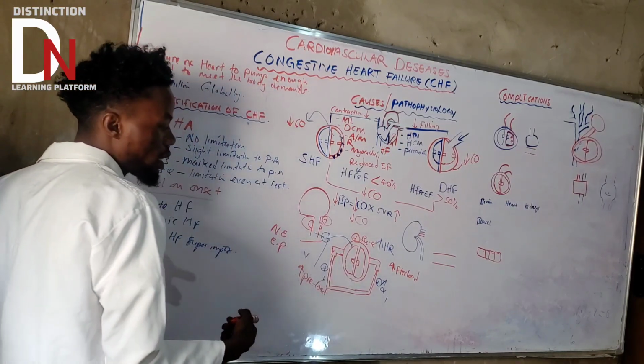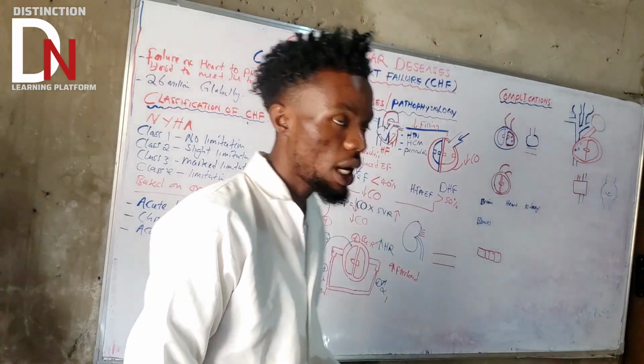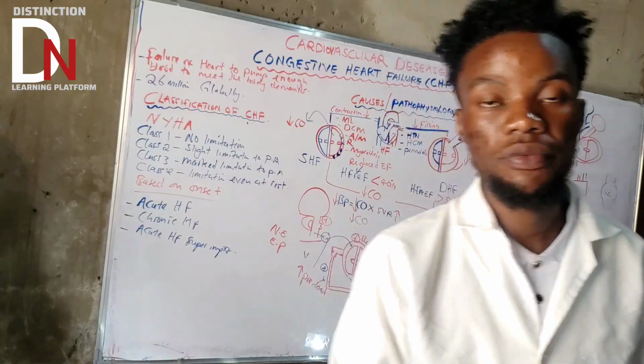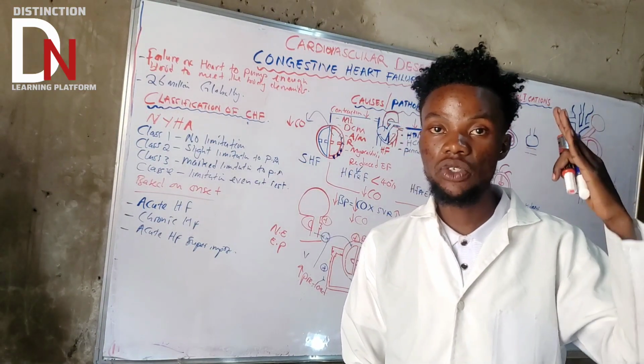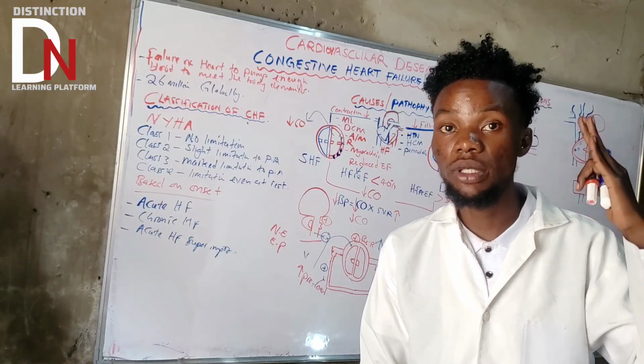So the amount of blood that is entering into the ventricles is what we call preload. And preload is one major contributing factor in the stroke volume. If you increase the preload, it's going to increase the stroke volume. If you increase the stroke volume, you're going to increase the cardiac output.